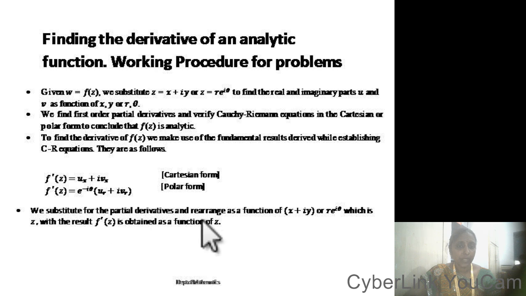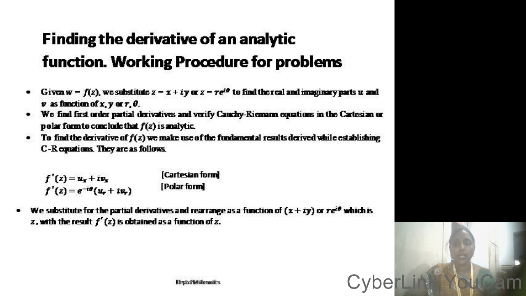Then we will simplify the terms in terms of x plus iy. If we have solved the problem in Cartesian form, we will simplify in terms of x plus iy. Suppose we have solved the problem in polar form, then we will simplify in terms of r into e power i theta to get f of z.